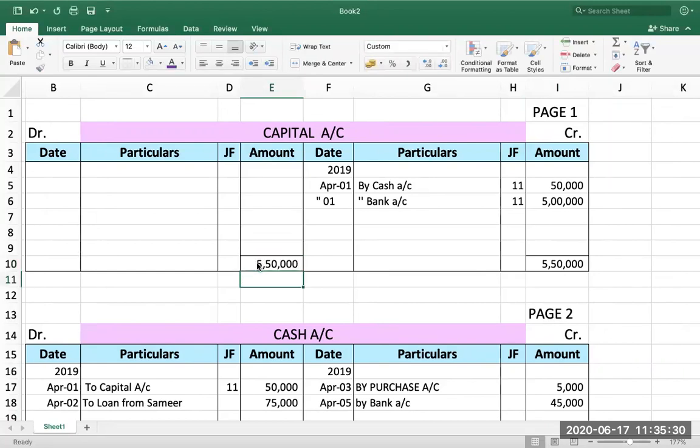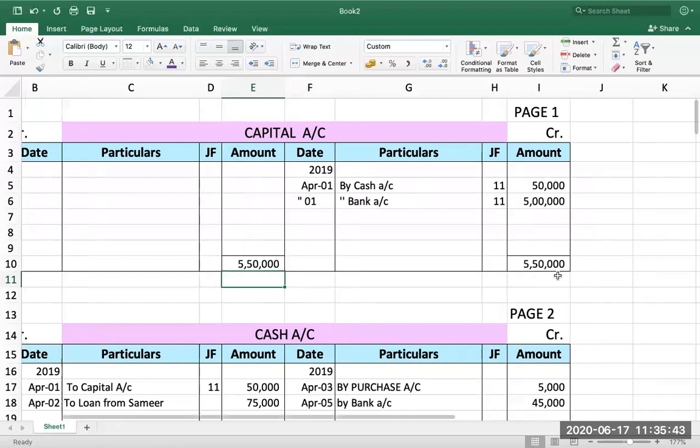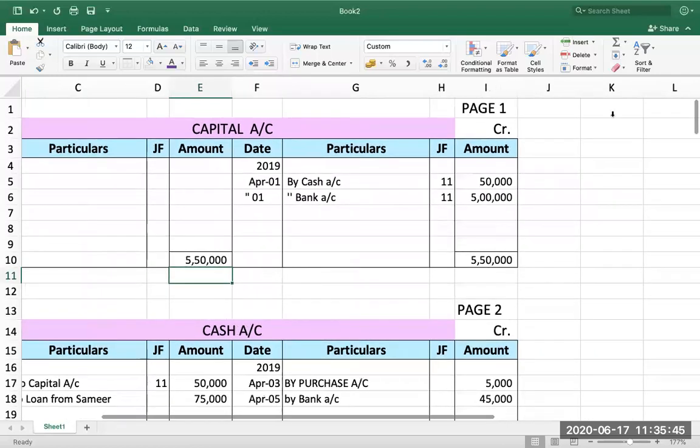Okay. First step, you will make the total of both the sides, debit and credit. Check which total is bigger. The bigger total will be written on each side. Now you will find out the difference between the two.